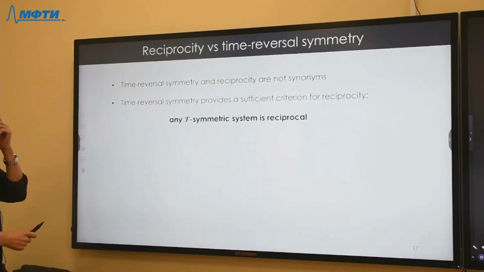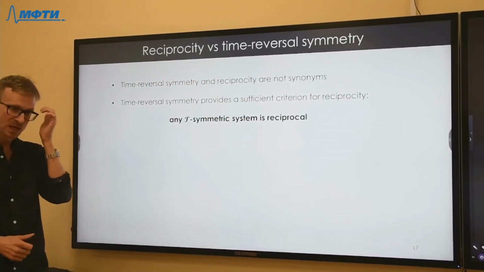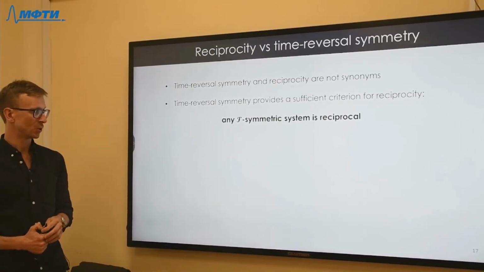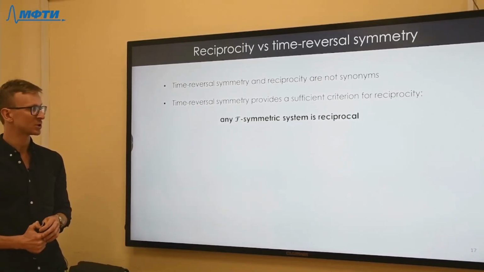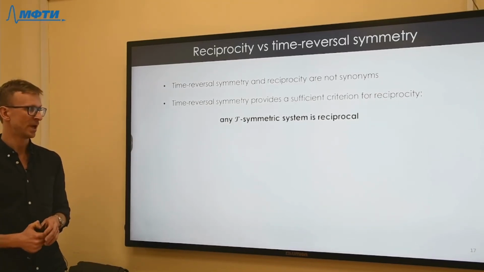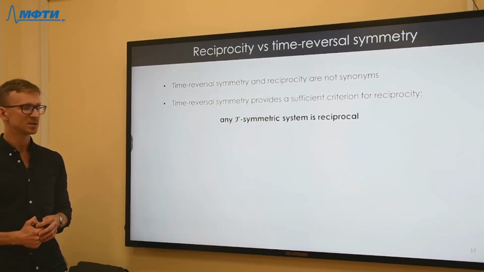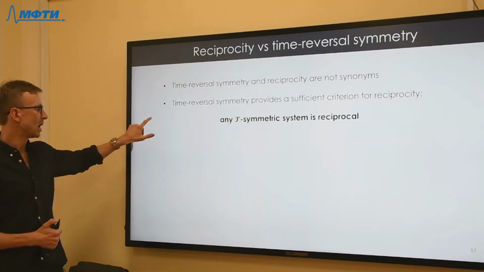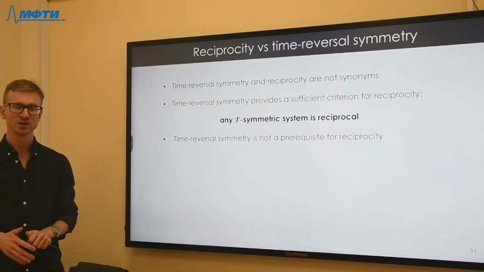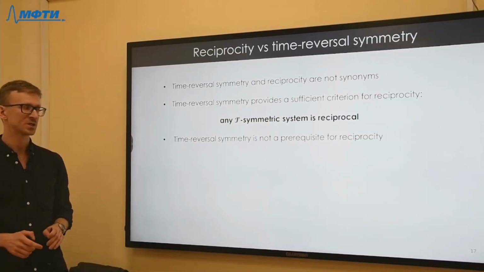So if a system is time symmetric, it is necessarily reciprocal. Time reversal symmetry provides a sufficient condition for reciprocity. Any time reversal symmetric system is necessarily reciprocal. But the opposite is not true. Time reversal symmetry is not a prerequisite for reciprocity.